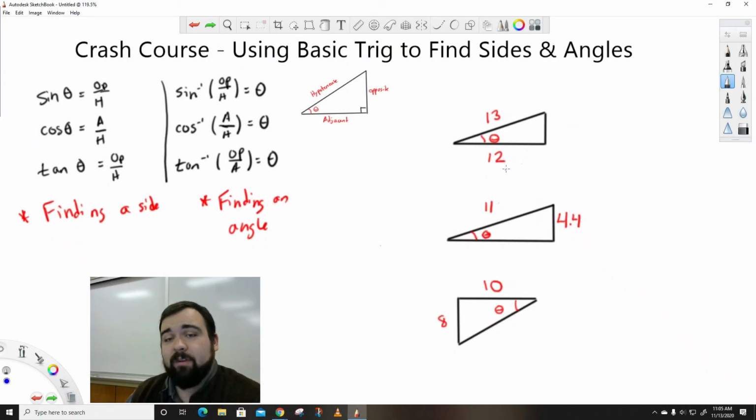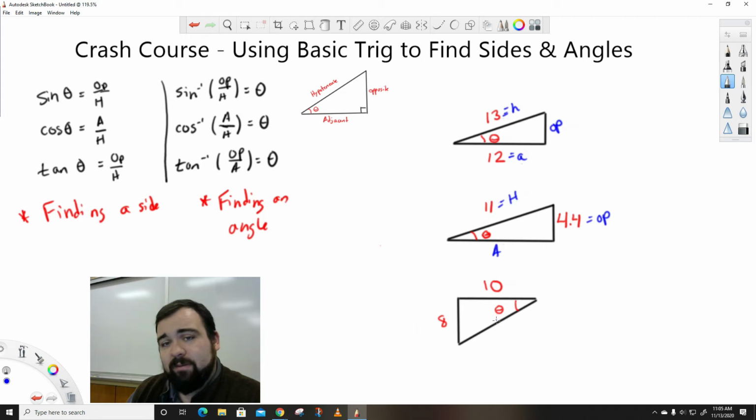Alright, so now that we have our triangles, we want to identify our sides and our angles. For this one, theta is in the bottom left-hand corner. Our longest side is going to be our hypotenuse. The side touching theta that's not the hypotenuse is the adjacent. And the one left over on the other side of the triangle is the opposite. Next one down, theta again, bottom left-hand corner. Longest side is up top. This is going to be our hypotenuse. The other side of theta is opposite. And the side touching it that's not the hypotenuse, again, is adjacent.